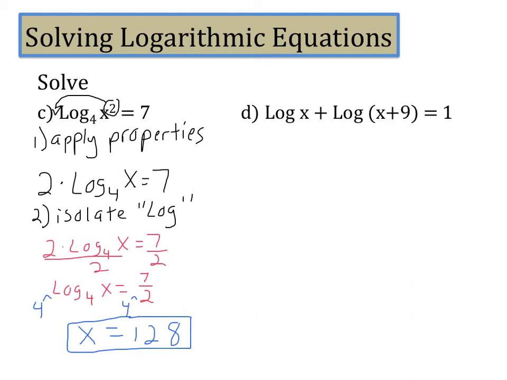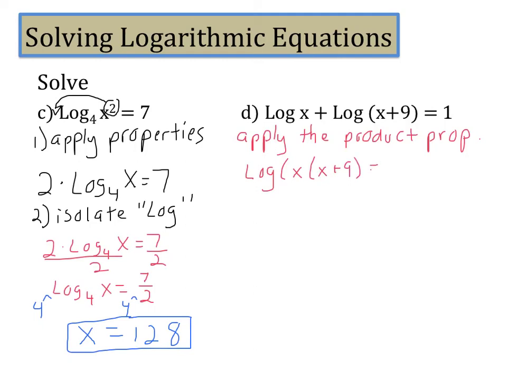Let's look at example D. In example D, we have log of x plus log of x plus 9 equals 1. So let's apply a property here to combine these two logs. I'm going to apply the product property, and I'm going to combine these. So I'm going to have log of x times x plus 9 equals 1.